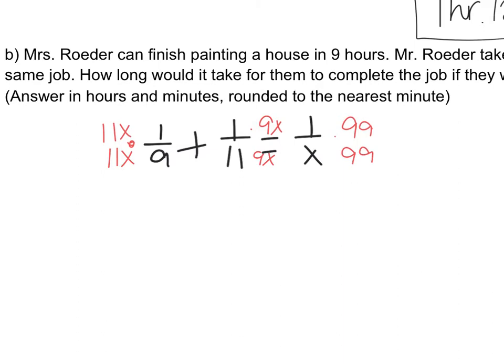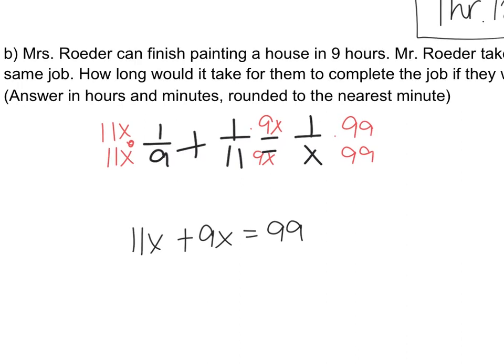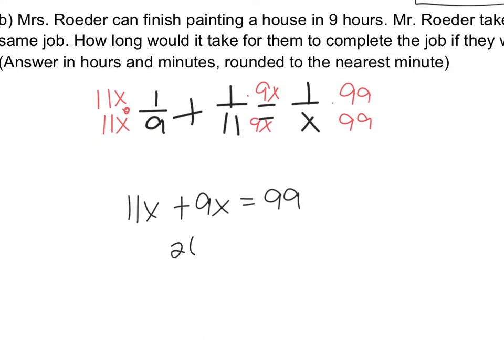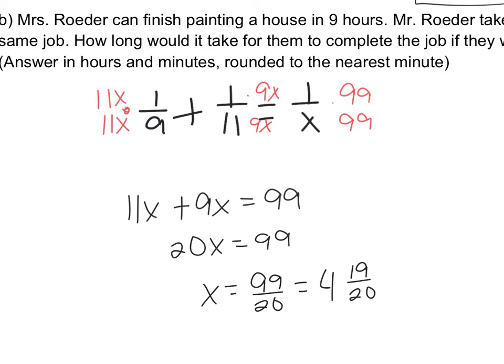I'm going to go ahead and drop my denominator so I don't have to write it twice. So this will be 11x plus 9x equals 99. All right, easy enough problem. That gives you 20x equals 99, and then x would equal 99 over 20. I'm going to write it as a mixed number, so that's 4 and 19/20.